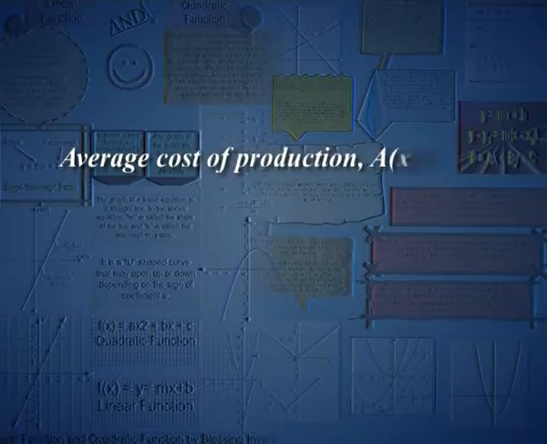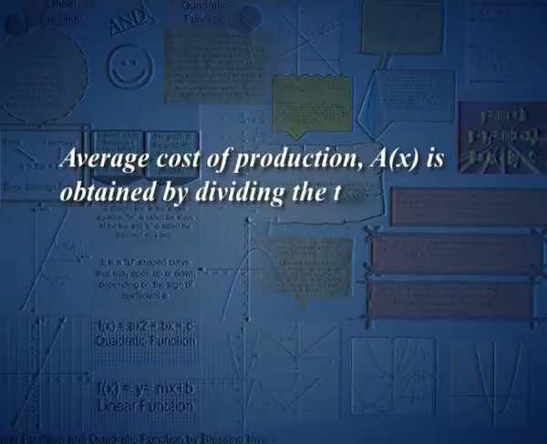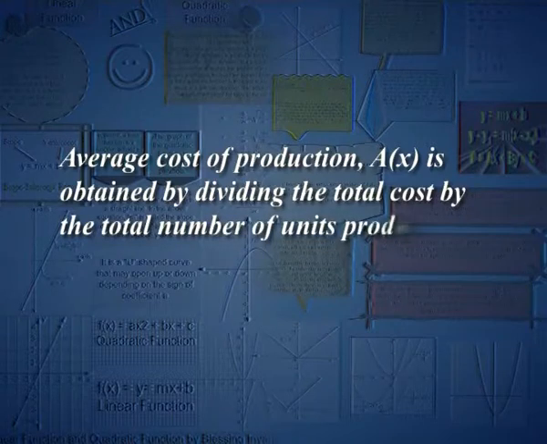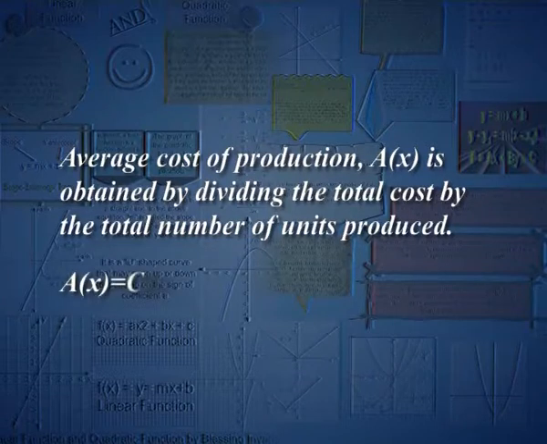Let's define what is an average cost of production. Average cost of production, which is denoted by capital A of x, is obtained by dividing the total cost by the total number of units produced. So A of x can be given as C of x divided by x, where x is the quantity sold.